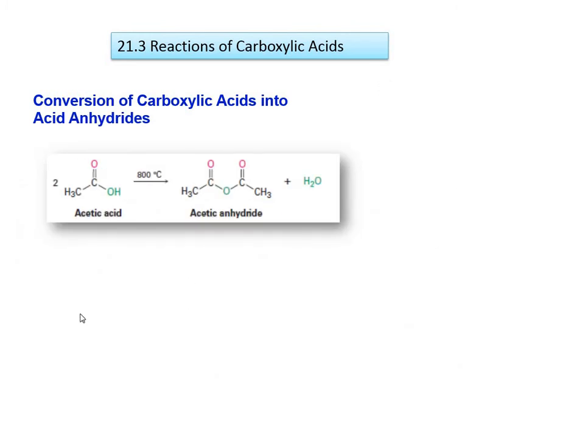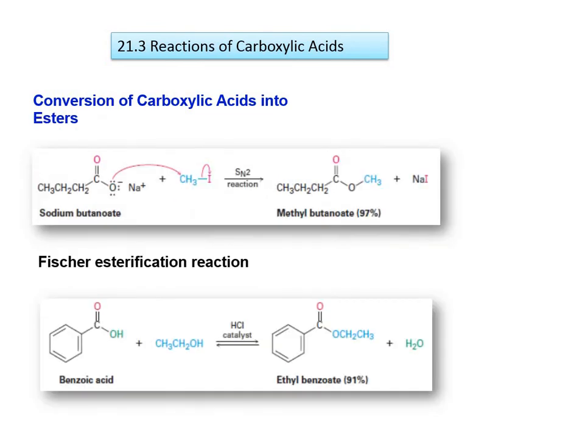The second type of reaction is the conversion of carboxylic acid into acid anhydrides. Basically, this is the industrial way of synthesizing acetic anhydride from acetic acid. When you have unusually high temperatures, you can have the dimerization reaction and we get anhydride. But we don't generally use this type of reaction in the labs.